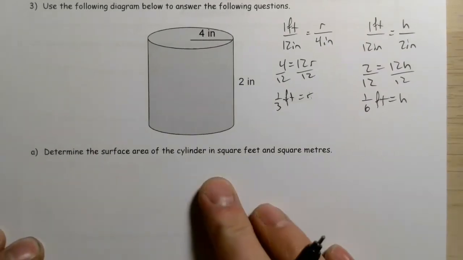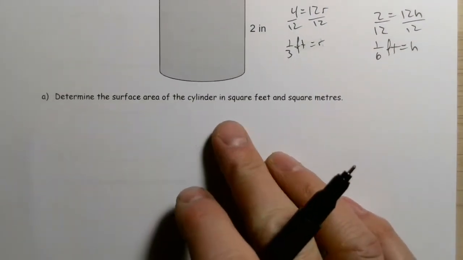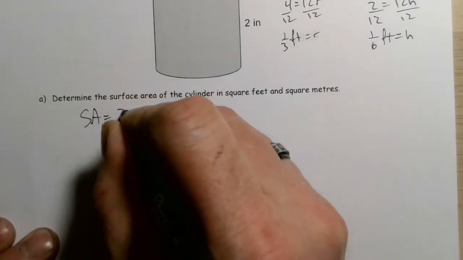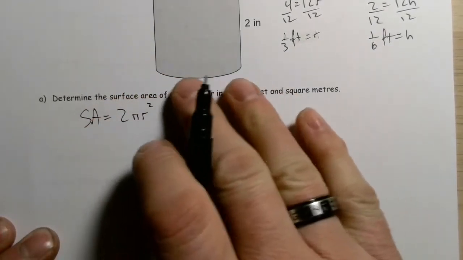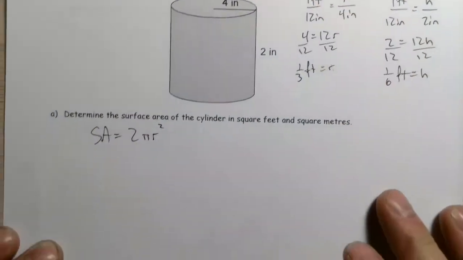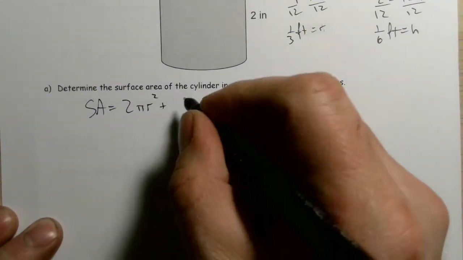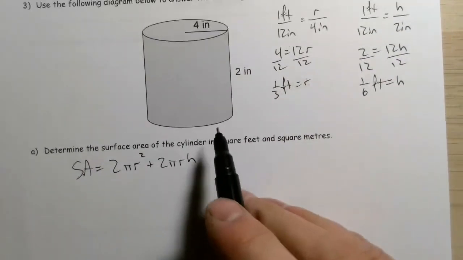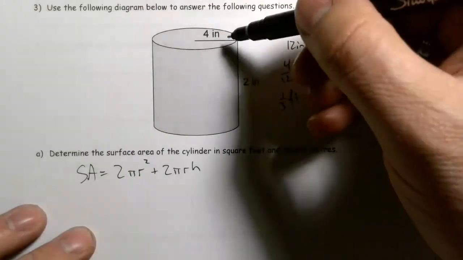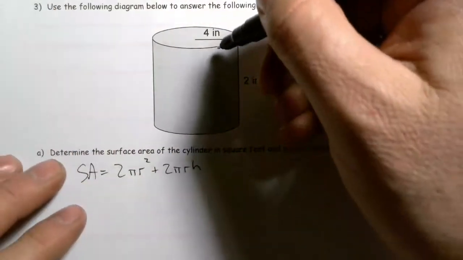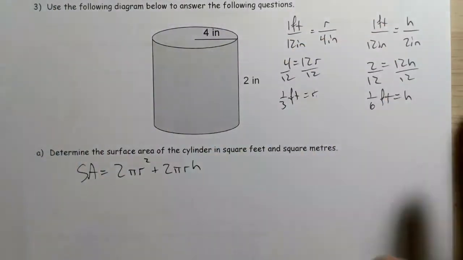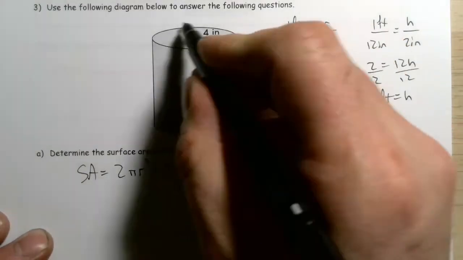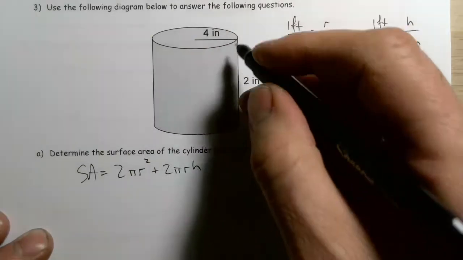So now, determine the surface area of the cylinder in square feet and square meters. The surface area of the cylinder is going to be 2 pi r squared. That's the bottom circle and the top circle, the two bases, plus 2 pi r h, and that's the lateral part. In a previous lesson, we talked about how if you took a tin can and cut it down the side, you could unfold the side into a rectangle, where the length is 2 pi r, which is the circumference of that circle, multiplied by the height.